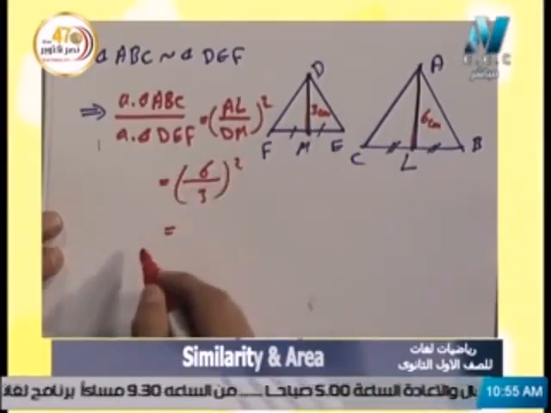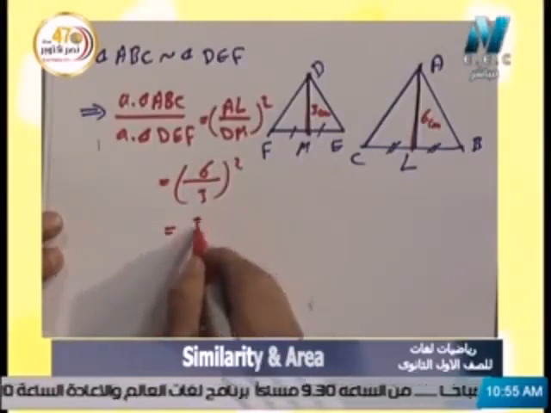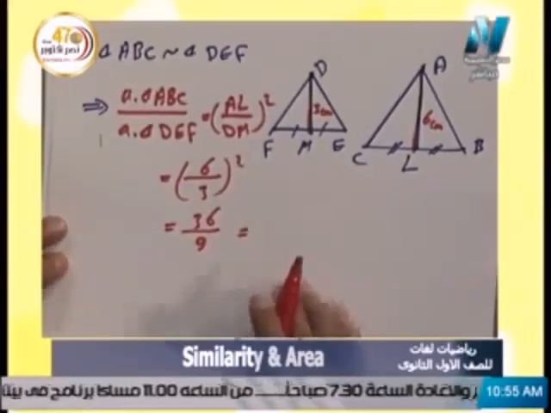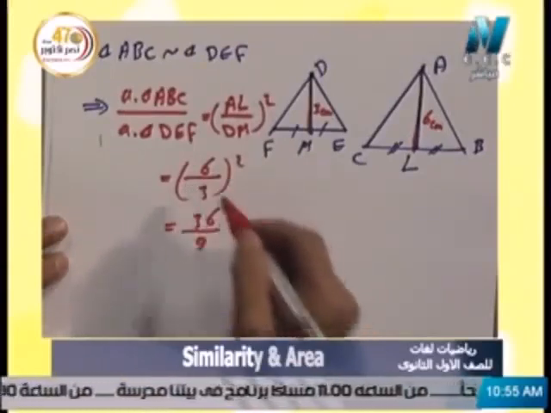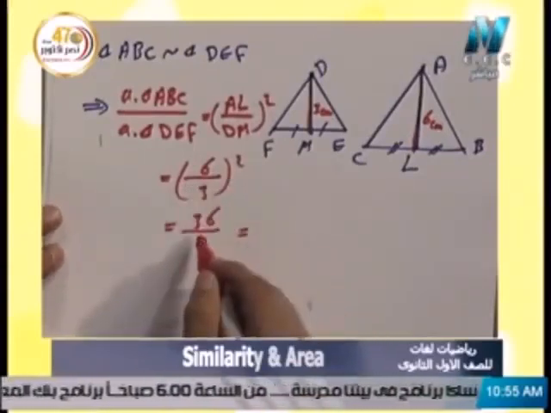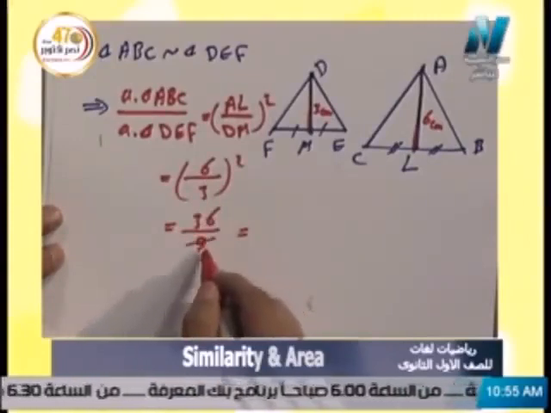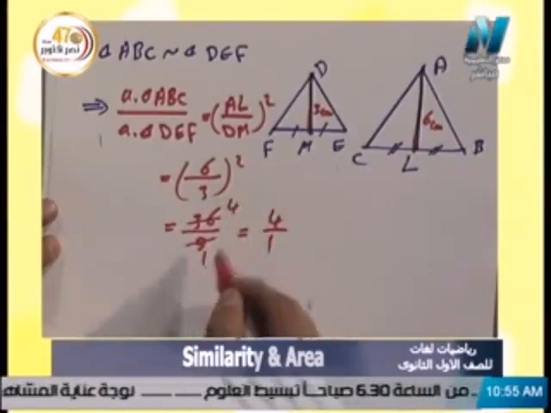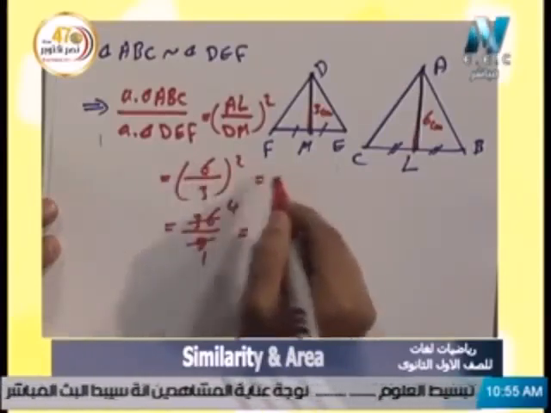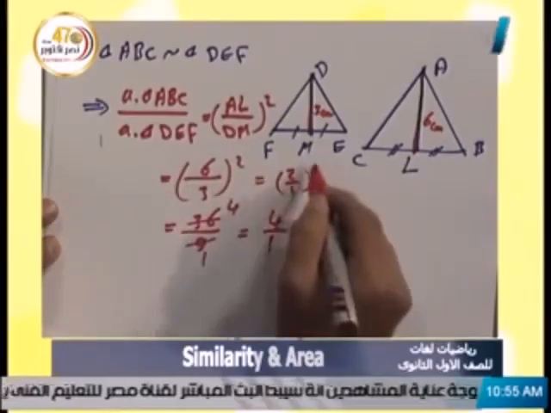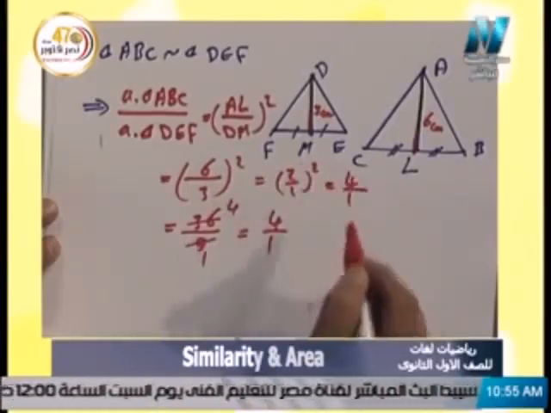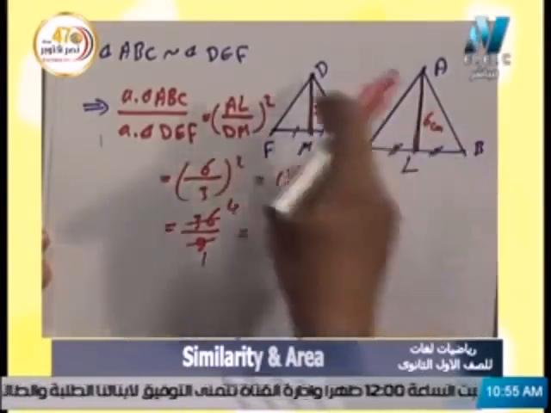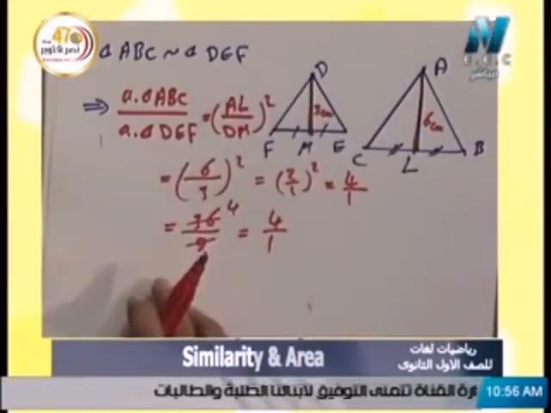Then the ratio between the two triangles equals 36 over 9. Yes, 6 times 6 equals 36, and 3 times 3 equals 9. And we can divide by 9 here, equals 1. Divide by 9 equals 4, so it's 4 to 1. From the beginning here, 6 over 3 equals 2 over 1, and we can square it to be 4 over 1. So the ratio between the areas of the two triangles, ABC to DEF, equals 4 to 1.